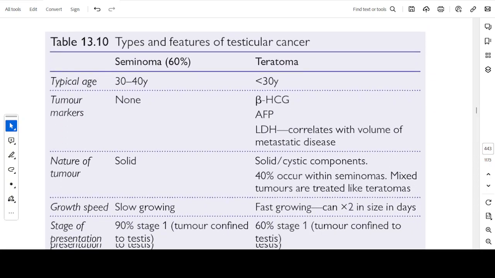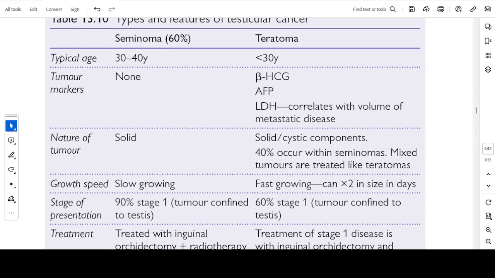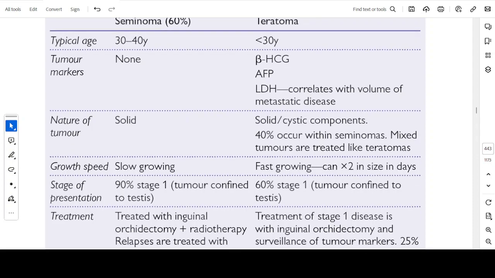Types and features of testicular cancer. It could be a seminoma or a teratoma. A seminoma is 60% of cases, 30 to 40 years age group. Teratoma is in the less than 30 years age group. Tumor markers: there is none for seminoma, whereas for teratoma, beta HCG, AFP, LDH correlate with volume of metastatic disease. Nature of the tumor is solid in seminoma, whereas teratoma has solid or cystic components. 40% occur within the seminomas. Mixed tumors are treated like teratomas.